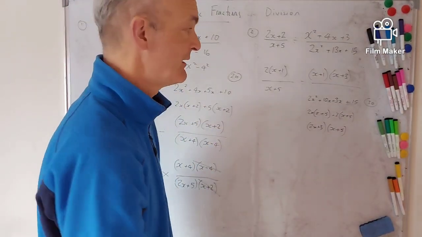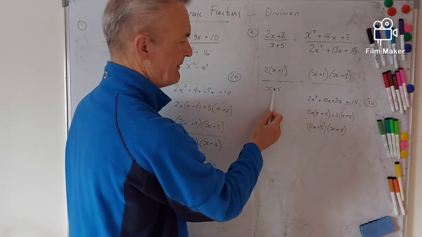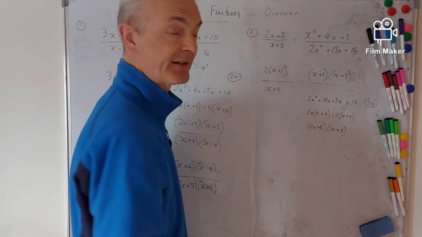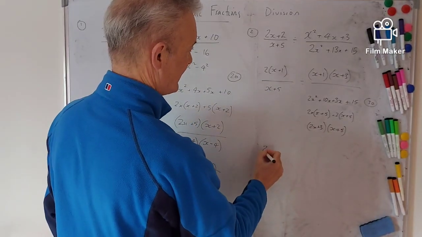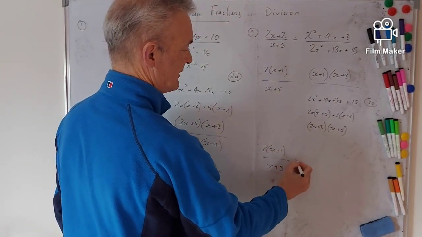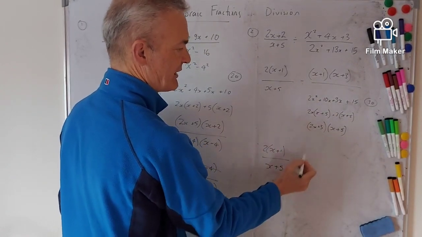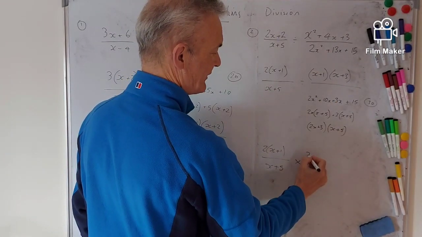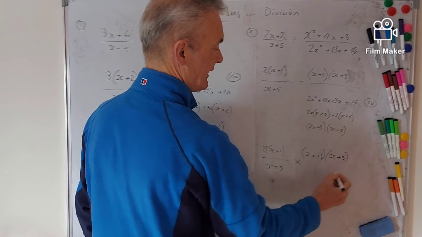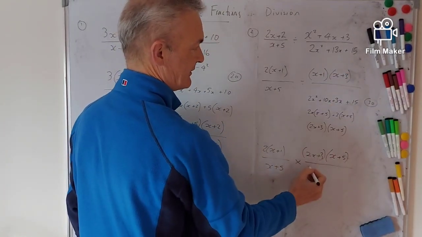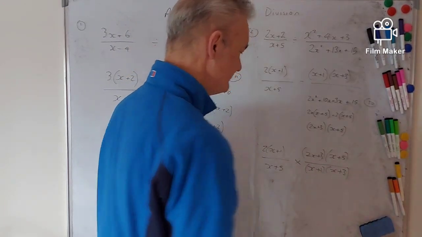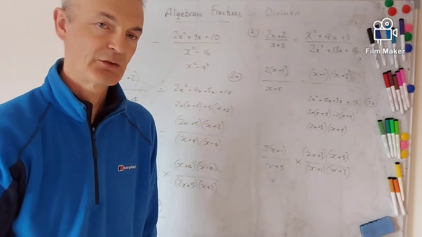Now I'm just going to write this out again, but I'm going to keep this the same. I'm going to change this to a multiplication. I'm going to flip these upside down. So you've got 2x plus 1. Okay, we're changing from division to multiplication. So these bits flip upside down. So we get 2x plus 3, x plus 5. And on the bottom, we want these two. Okay, so we've now converted that division into a multiplication.